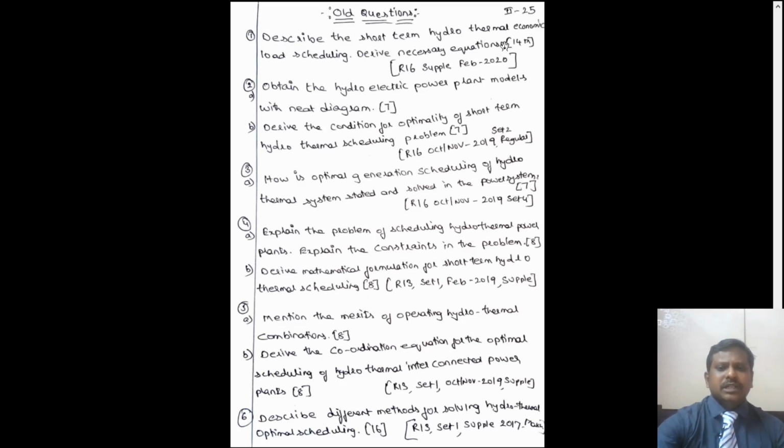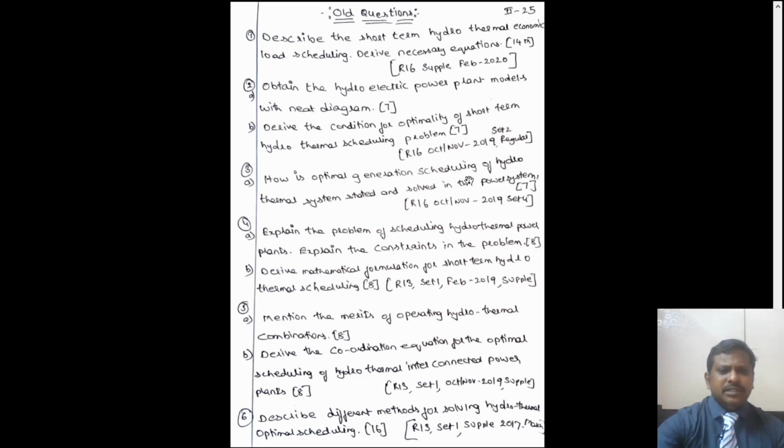Describe the short-term hydrothermal economic load scheduling, derive necessary equations. Derivation. Obtain the hydroelectric power plant models: run-off river plant, different pondage, pumped storage, you have to write these here. Derive the condition for optimality of short-term hydrothermal scheduling, which is nothing but dC1/dPG1 into L1 is equal to gamma J into dW/dPGH into 1 by 1 minus ∂PL/∂PGH. That you have to derive here.